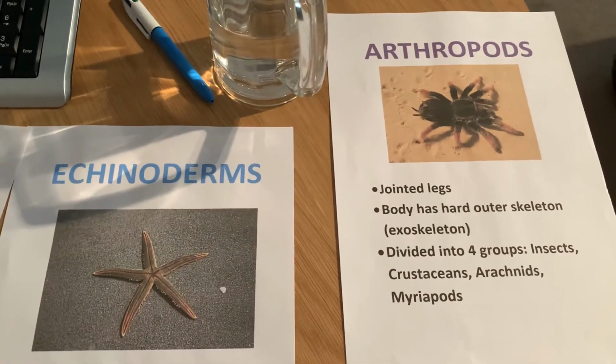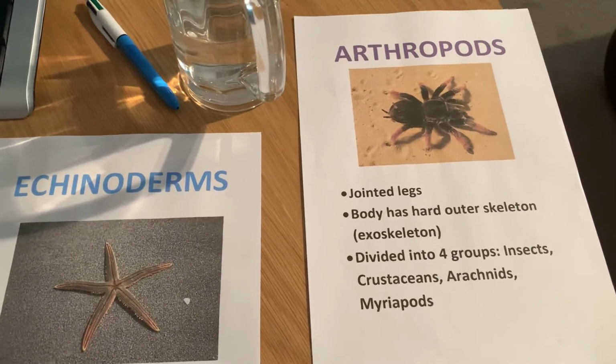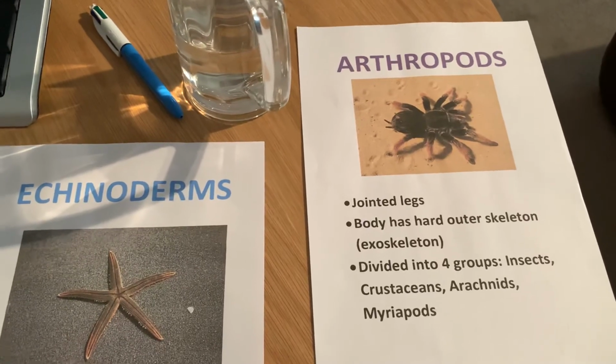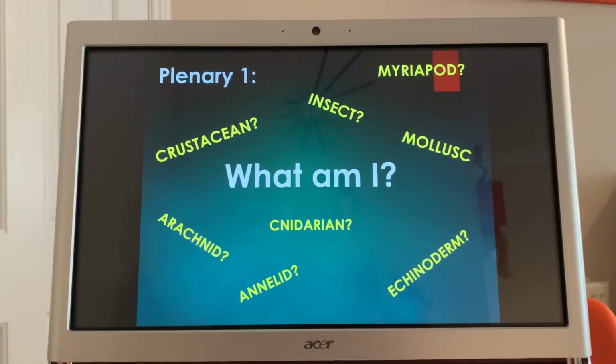arthropods have jointed legs. The body has a hard outer skeleton or an exoskeleton. It's divided into 4 groups: insects, crustaceans, arachnids, and myriapods. So I'm going to show you a couple of images, and can you guess what classification of mini beast this one is?